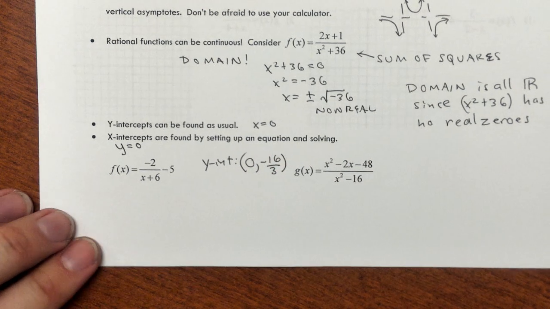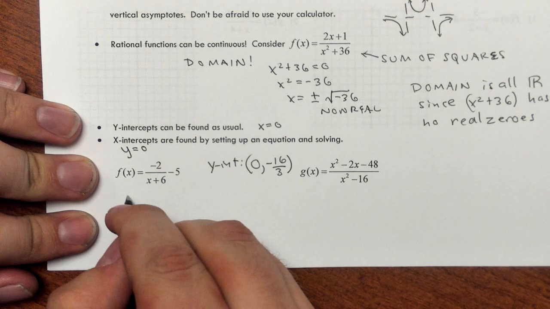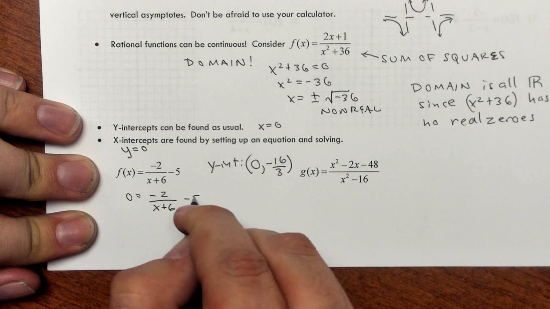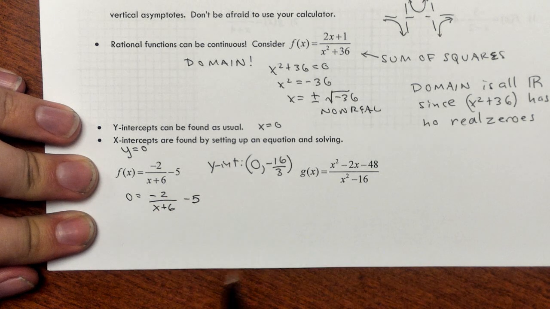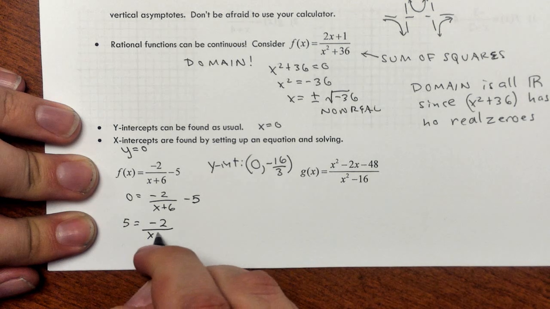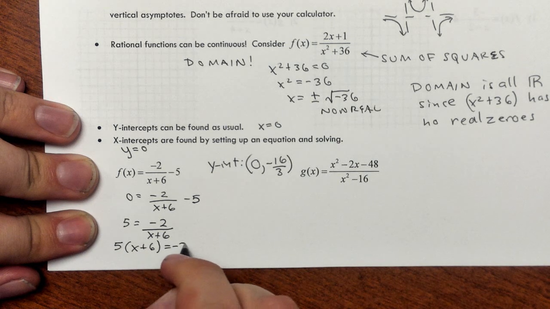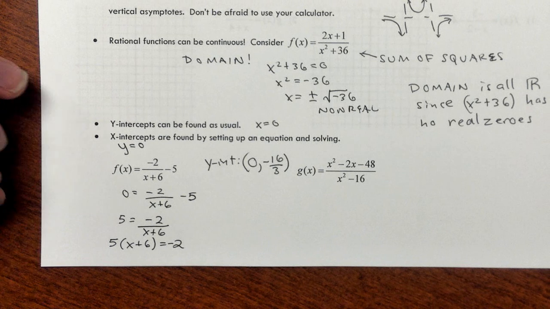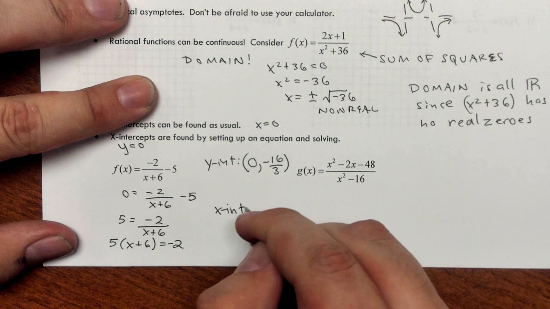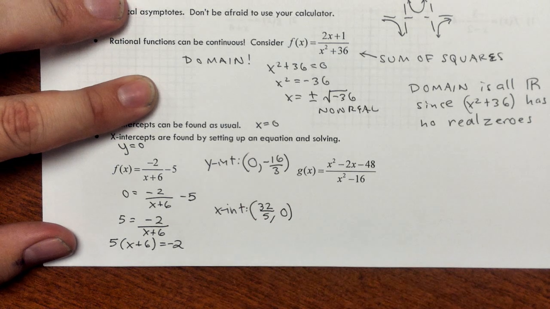But if I want to determine the x-intercept, I have to work a little bit harder. I have to make y 0. So I would say 0 is equal to negative 2 over x plus 6 minus 5. And then I can solve this. I can add 5 to both sides. I can multiply by x plus 6. And then if you distribute and solve, I'll leave this to you, what you're going to find out is that the x-intercept is at 32/5, 0.